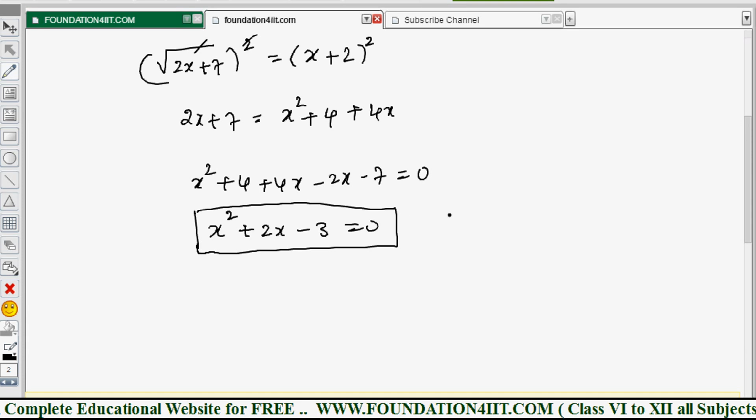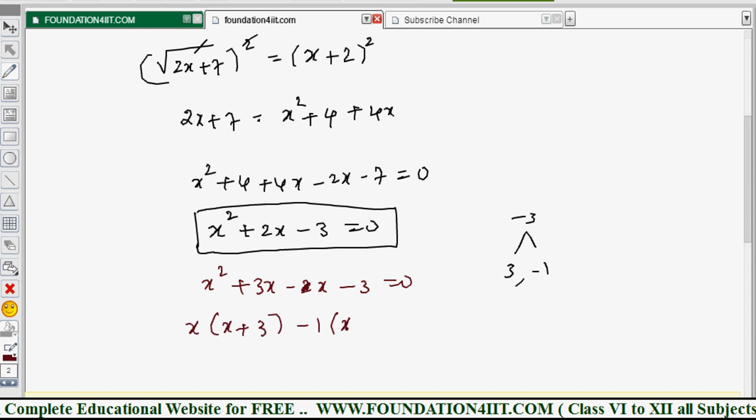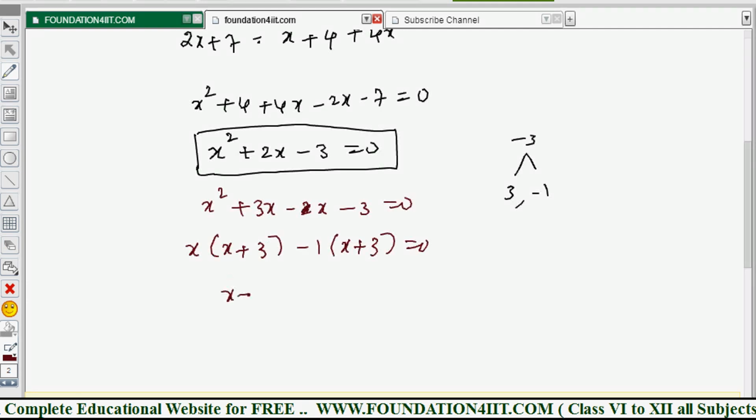Now apply the factorization method. Minus 3 is the constant, so we need two numbers whose product is minus 3 and sum is 2. That is 3 and minus 1: 3 into minus 1 is minus 3, and 3 minus 1 is 2. Then normal factorization applies. x square plus 3x minus x minus 3 is equal to 0. Then x common, x plus 3, minus 1 common, x plus 3 is equal to 0. Then we get x plus 3 into x minus 1 is equal to 0.